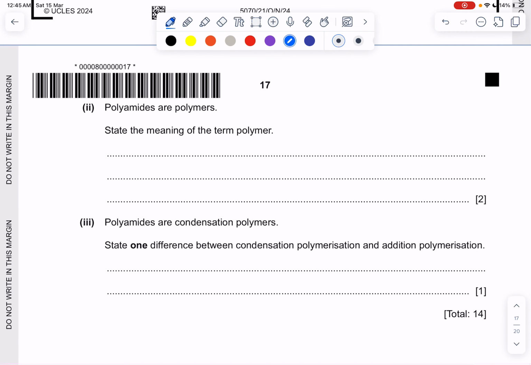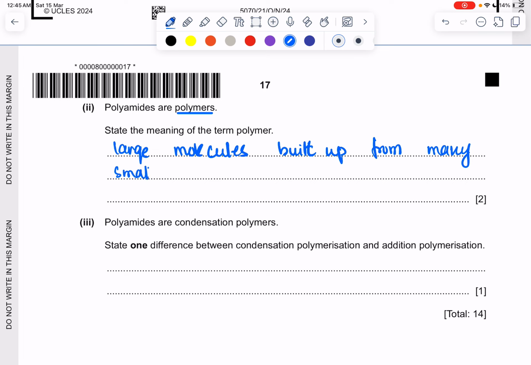Okay, the next part is polyamides are polymers. State the meaning of the term polymer. So the polymers are basically large molecules built from many smaller molecules called monomers. It means when many small molecules, such as the monomers, are connected together, they give one large molecule, and the large molecule is called a polymer.